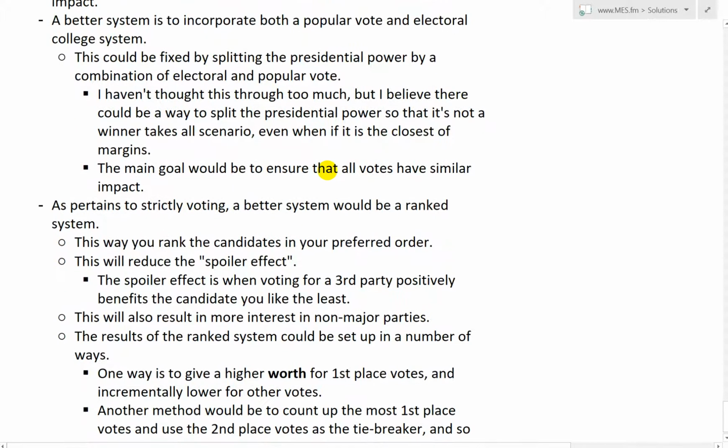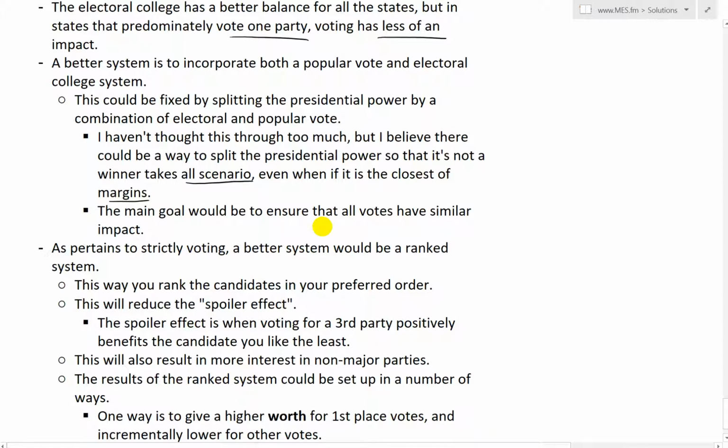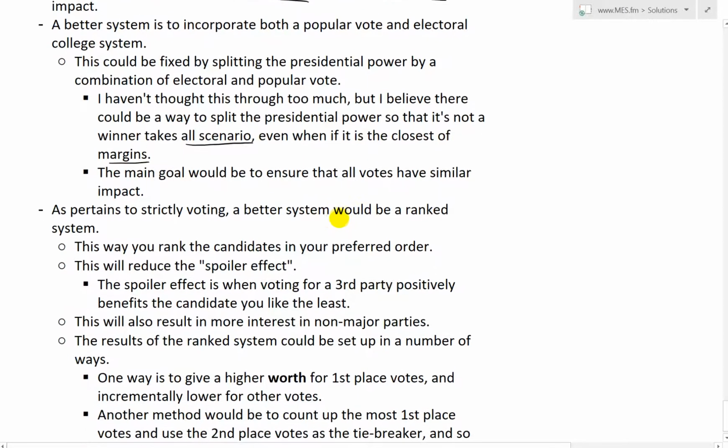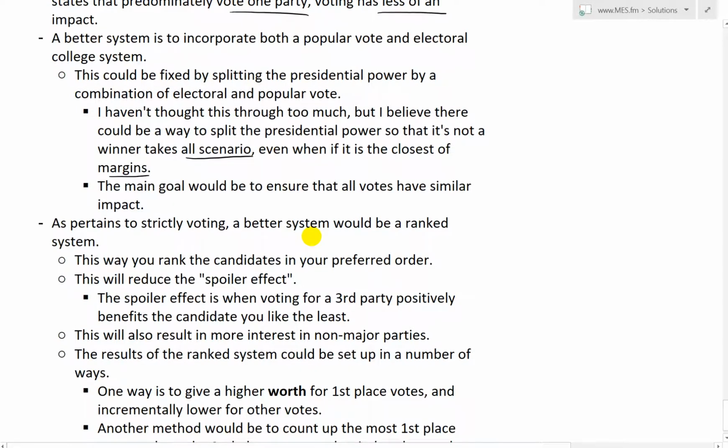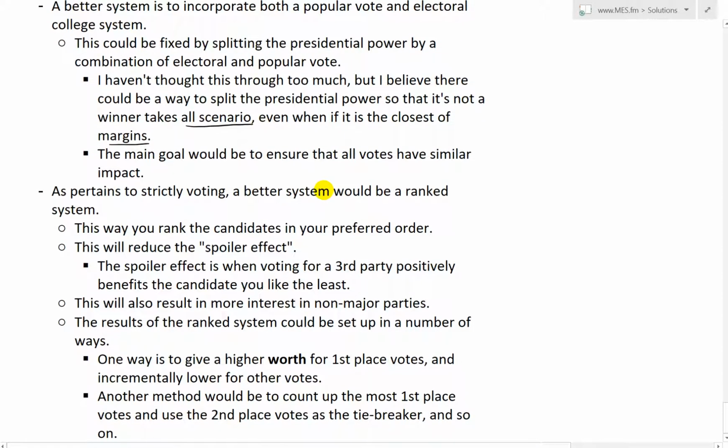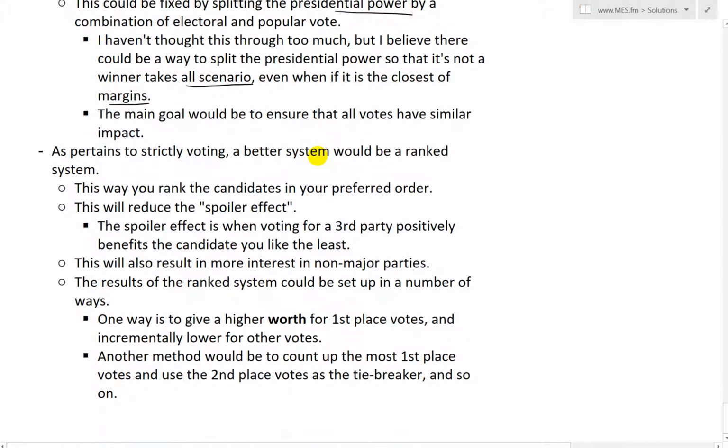I haven't thought this through too much, but I believe there could be a way to split the presidential power, so it's not a winner-takes-all scenario. Because even when it's the closest of margins in terms of electoral college and popular vote, why should all the power go to one party that wins very slightly? It's a disproportionate amount of power going to the party that wins, when instead there could be a way of splitting the presidential power proportionally based on the votes in the electoral college.